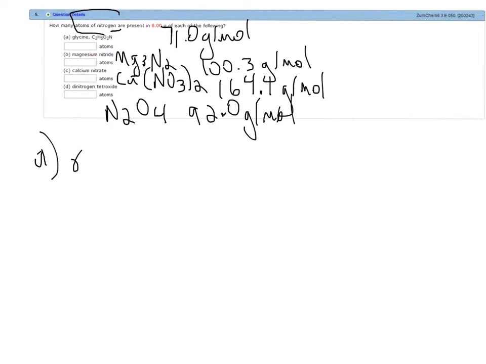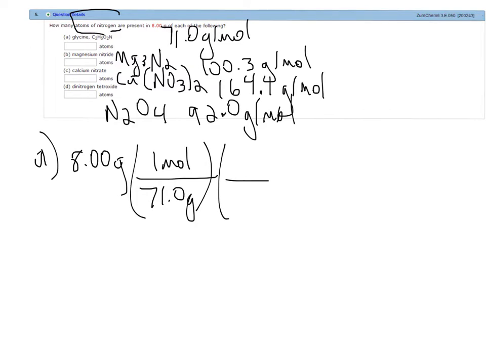Okay, so if we work out the problem for part A, for the glycine, they tell us that we've got 8 grams of the substance, and the molar mass is 71 grams for every 1 mole. And 1 mole of any substance, regardless of what it is, is 6.022 times 10 to the 23rd molecules. In this case it's molecules, but it could be atoms or ions or whatever.